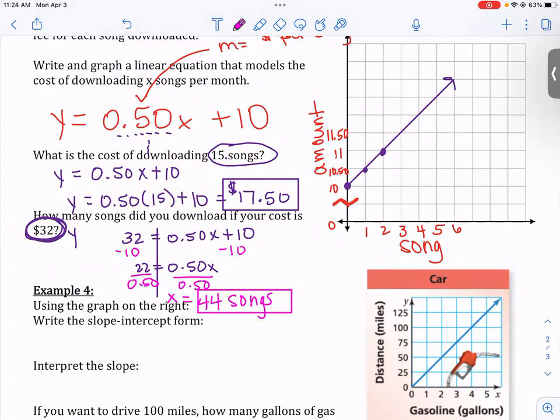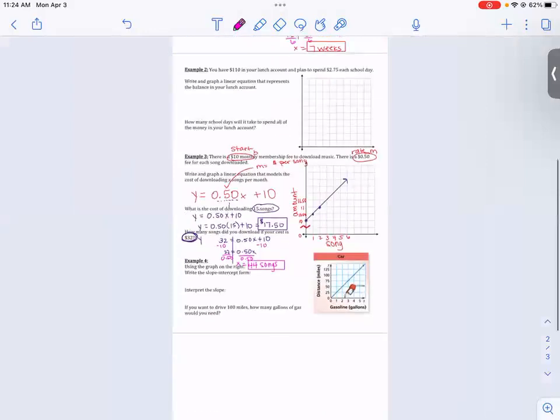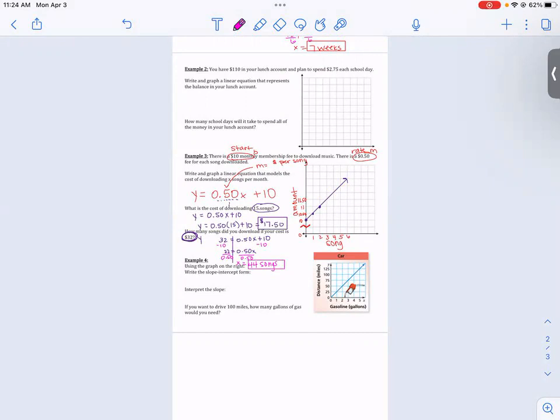Okay. So this is what we're gonna do. We're gonna go ahead and take a pause. And I'm gonna say that your homework is only page 22. And what we'll do is tomorrow, we'll finish up examples 2 and 4. Okay.